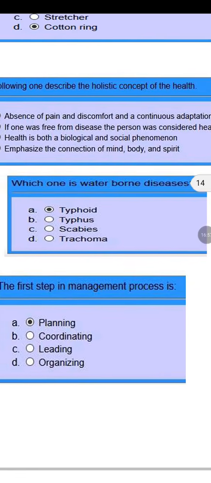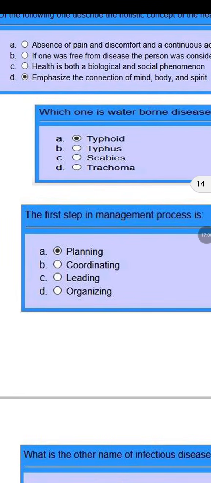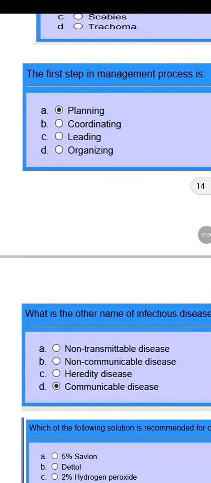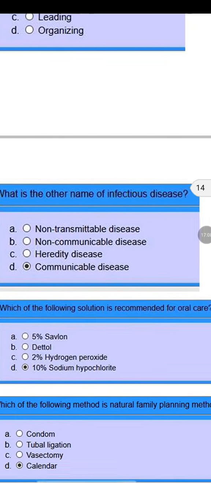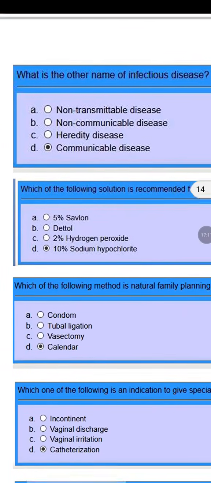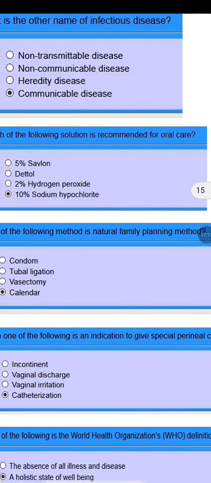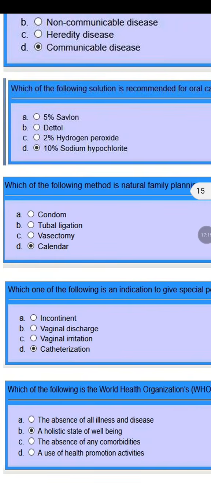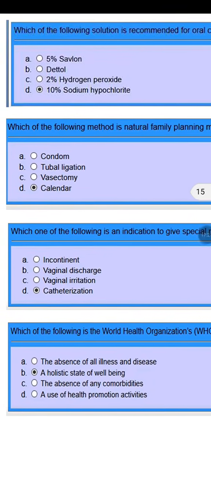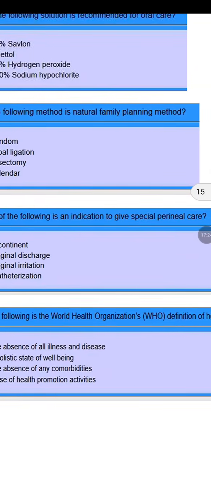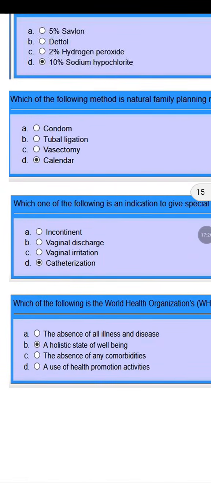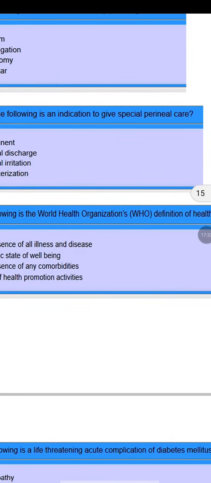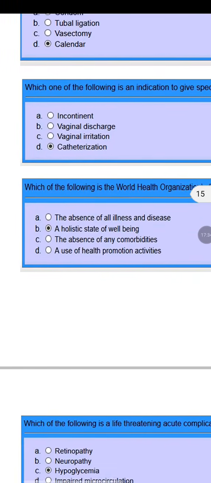Which one is the waterborne disease? Typhoid. The first step of management process is planning. What is the other name of infection disease? Communicable disease. Which of the following solution is recommended for oral cancer? 2% hydrogen peroxide. Which of the following method of natural family planning? Calendar method. Which of the following indicates special prenatal care? Vaginal discharge.